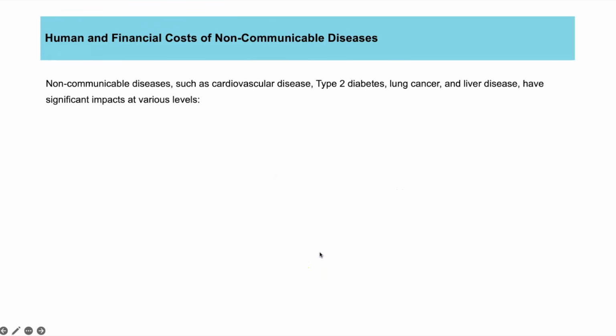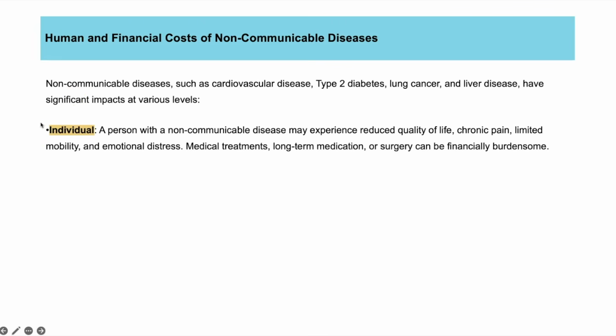You also need to know the impact that non-communicable diseases can have. So, for example, cardiovascular disease or type 2 diabetes, lung cancer, liver disease, these are non-communicable diseases, meaning they're not infectious, but they can have big impacts, first of all, on an individual level. So a person who might have one of these diseases might have a reduced quality of life, chronic pain, chronic means it's ongoing. They might have limited mobility, so they can't move around as much, and emotional distress.